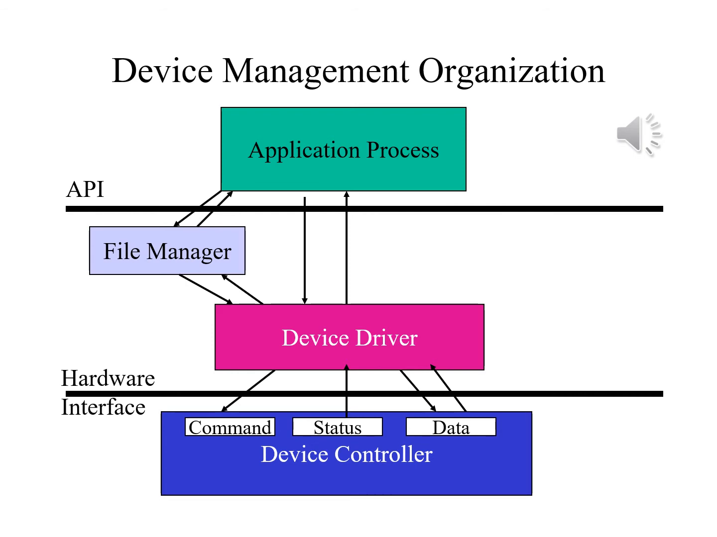The device driver can transmit instructions to the device controller and receive back its status, telling it whether it is busy or idle. Depending on the type of device, data can flow in one or both directions. It is the device driver that communicates to the application process, usually through a layer or two of software. Whether or not this includes a file manager depends on the type of data and device.